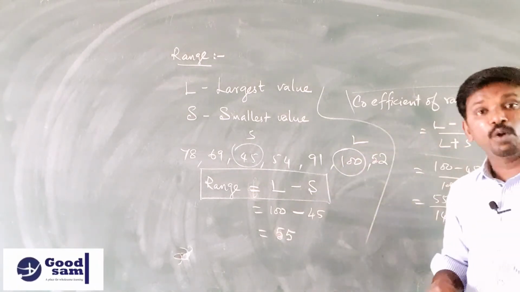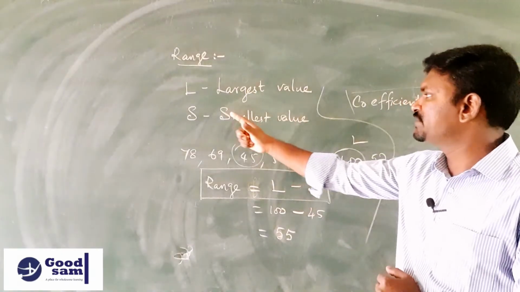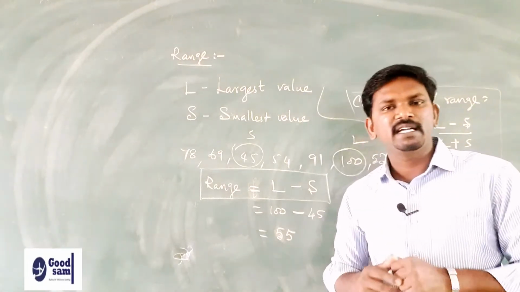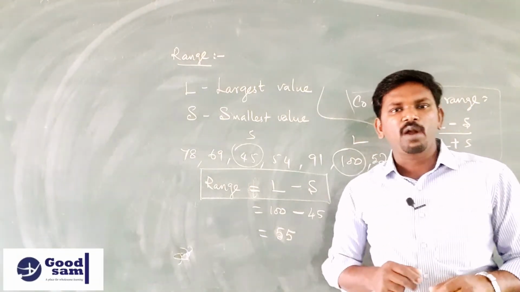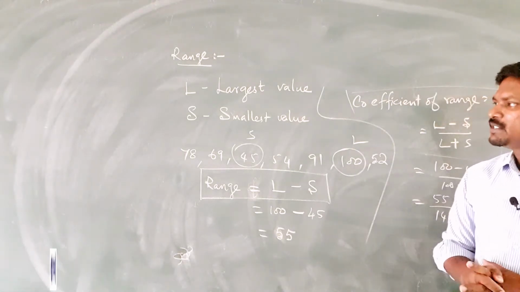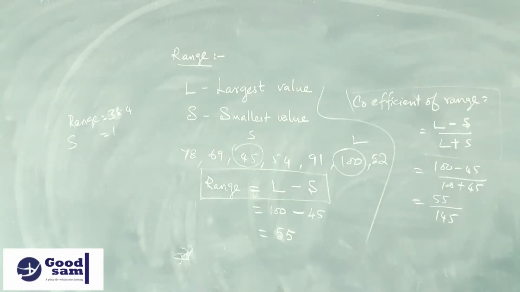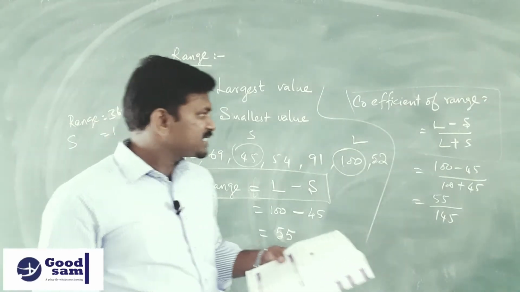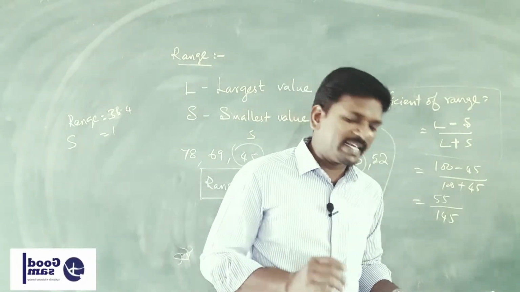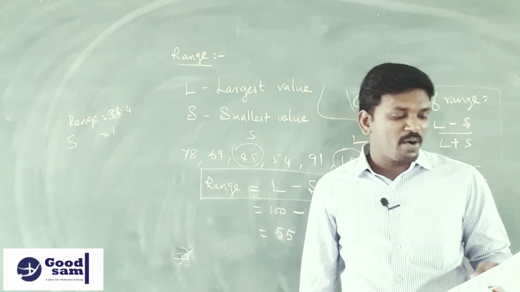So I hope that you have understood these two things: one is range and the other is the coefficient of range. Using this method you have to solve all the problems which are given in your textbook by yourself, just to find the range and coefficient of range. So now I will explain how to do some of the questions which are given in your textbook. If you have a textbook, you can take it, exercise 8.1.